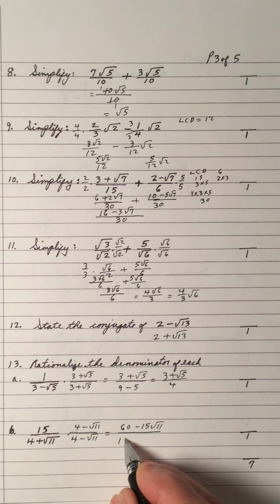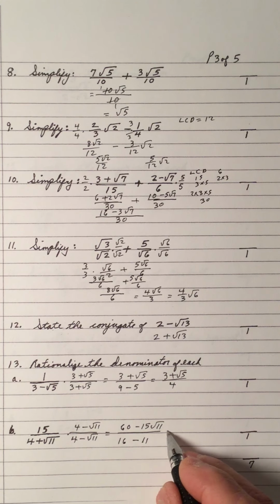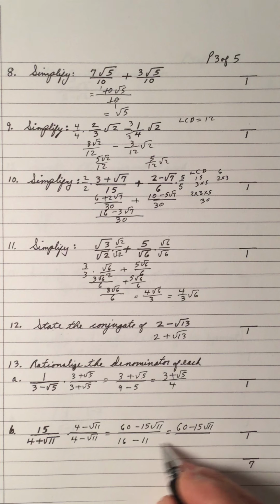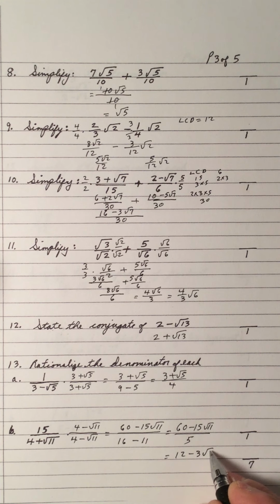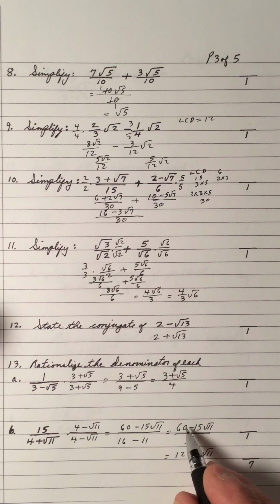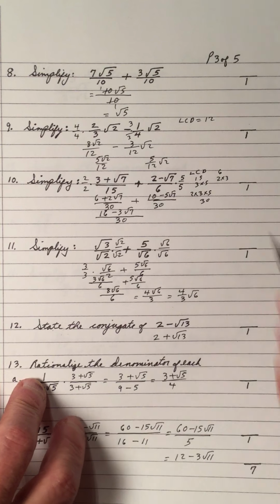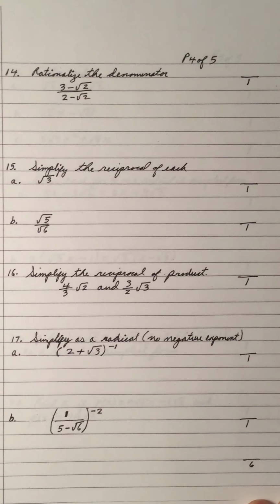so it's the short way. 4 times 4 is 16. Subtract. Root 11 times root 11 is 11. And that gives us 60 minus 15 root 11 all over 5. And notice that 5 divides into 60 12 times, and 5 divides into 15 3 times. So it simplifies. 5 goes into both of these numbers to simplify it. That's a total out of 7. Hopefully everything is going well.